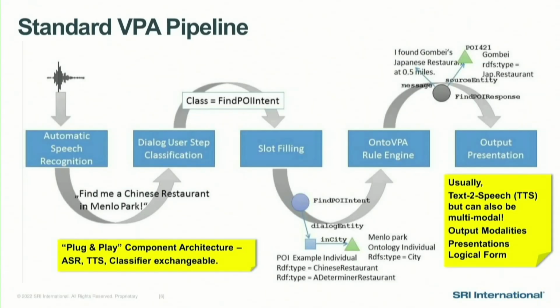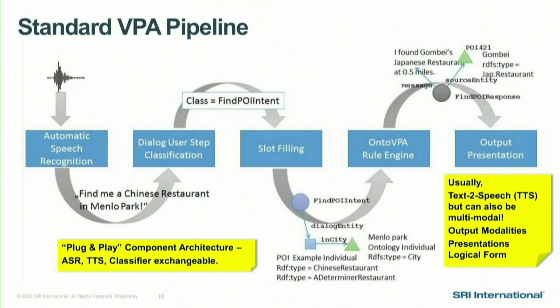This slide shows the architecture of the OntoVPA system. From left to right, the processing pipeline goes as follows. First, automatic speech recognition, or ASR, translates the speech waveform into text. Here: find me a Chinese restaurant in Menlo Park.